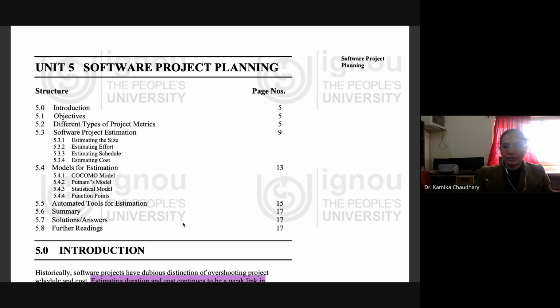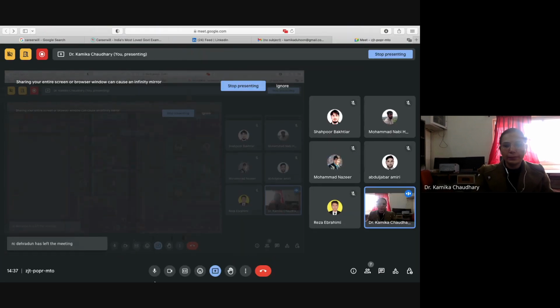Similarly, when we are planning to develop a project, in that case also we need to make an estimate of a number of things. Like we need to estimate the size of the software that is going to be developed. We also need to make an estimate of the effort, the schedule, and also of the cost. So these are the four important factors that we always need to estimate, right?